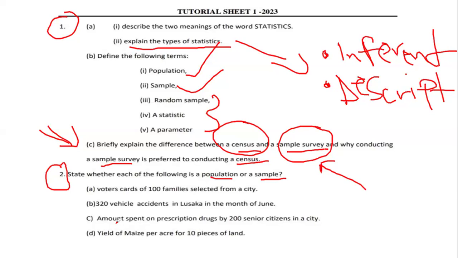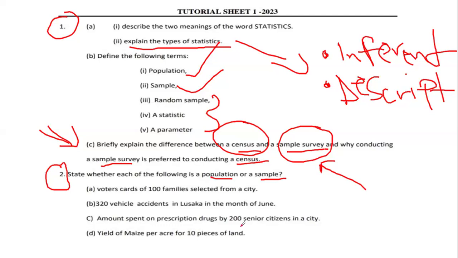Okay, and then the other one was saying it's a population. Why? Because they are giving us the amount spent on prescription drugs by 200 citizens. They didn't say that they were estimating how many senior citizens got prescription drugs, but they're giving us the actual amount. Okay, I get.